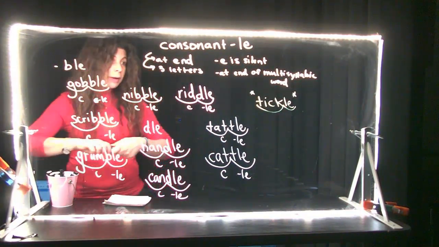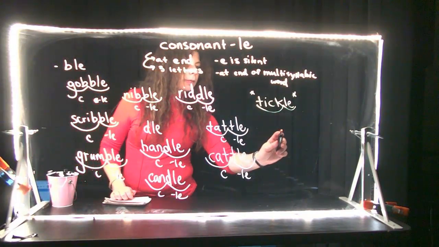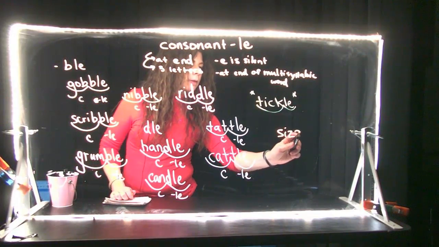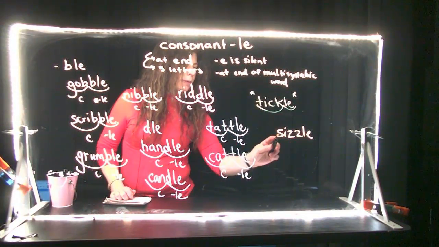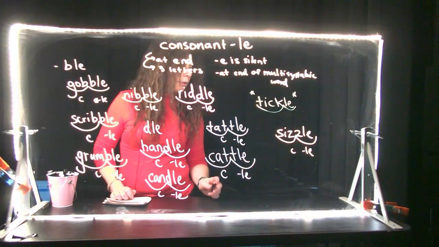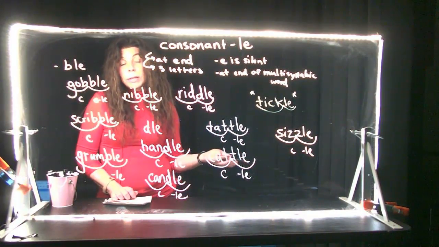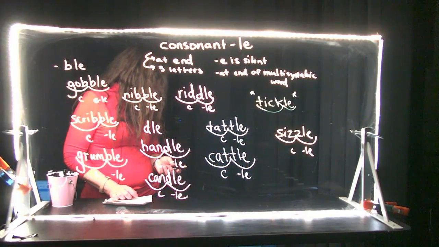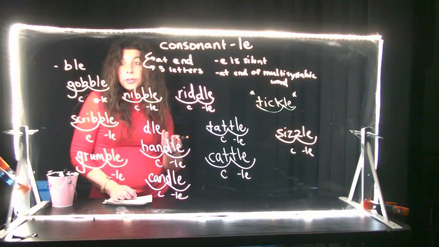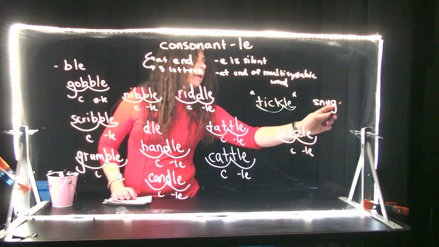You have a Z, third grade. Can you think of a word that would have a Z in it? You could have fizzle. Fizzle. Then a G with an L. So there's all kinds. There's a GLE. Snuggle.